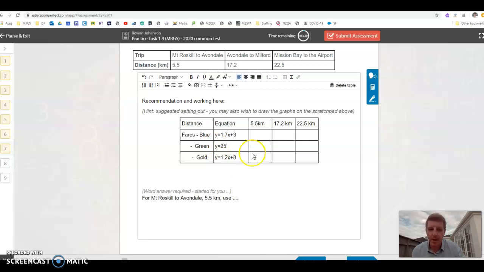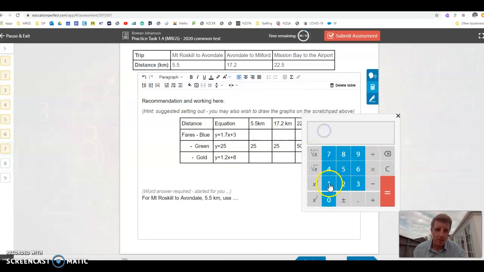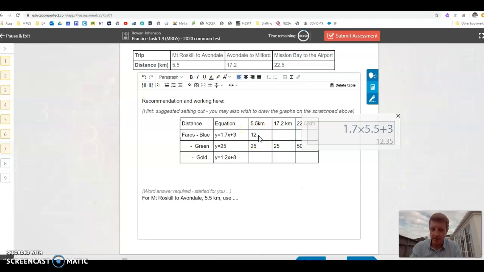So that's what I have to do. Is I've got my equations, and then I plug them in to find all my different distances. This one's nice and easy. It's 25, 25, and this is going to be 50, because it was 25 for the first 20 kilometers, and then I add another 25. And then we just put in the different numbers here. I'm not going to do this right now, but have a quick look. So I'd have to go 1.7 times 5.5, and then add on 3. So this is going to be $12.35. I'm going to complete that table.